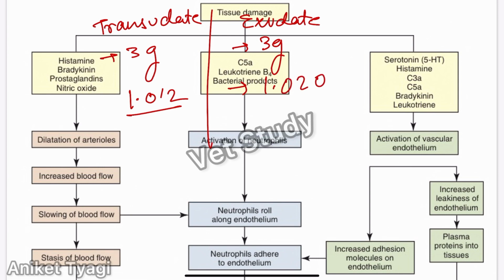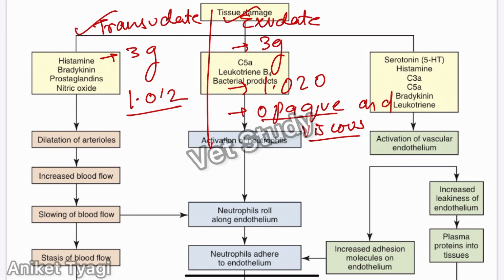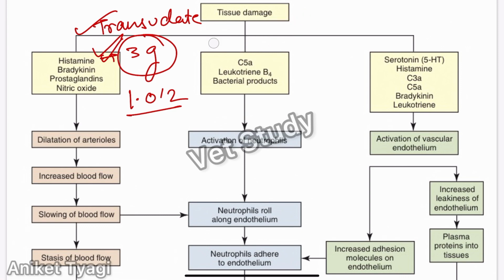1.020, right? So you can say that exudate is somewhat opaque and viscous fluid, whereas transudate is the fluid with the low specific gravity. So this is the basic difference between the transudate and exudate. You can understand that there is a difference, mainly in the protein. There is more protein in the exudate, whereas low protein content in the transudate. This is the basic difference. After this, we will discuss the different steps.